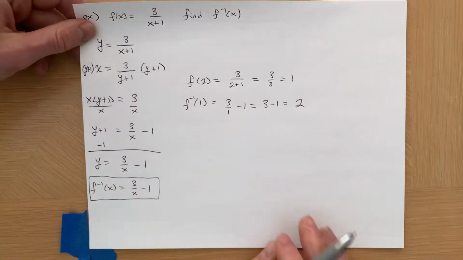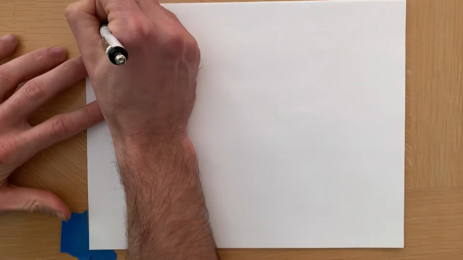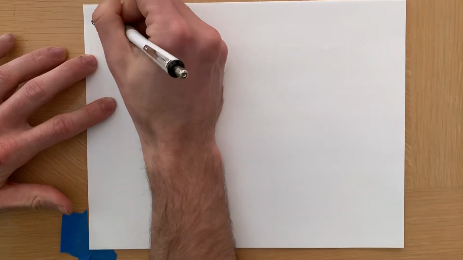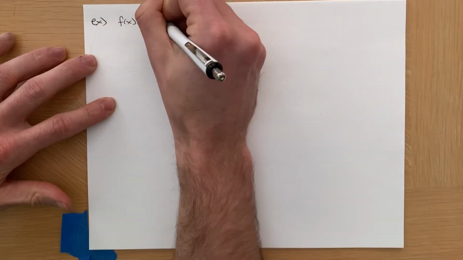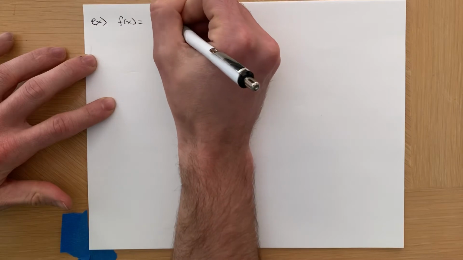Okay, let's do another example. It's a little bit more tricky than this one. So how about, say we have f of x is equal to x minus 1 over 2x plus 4.